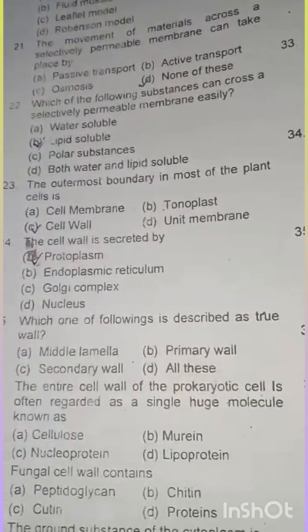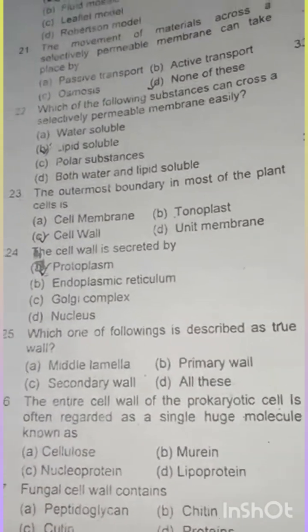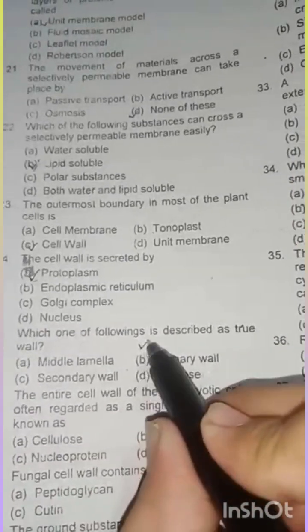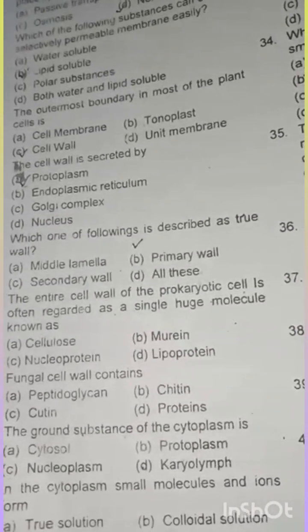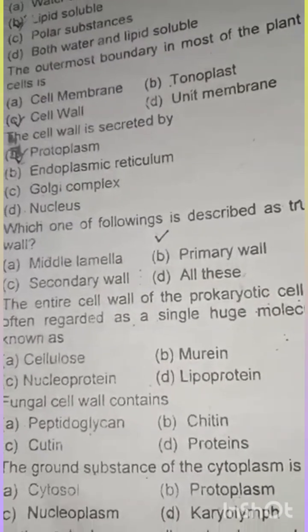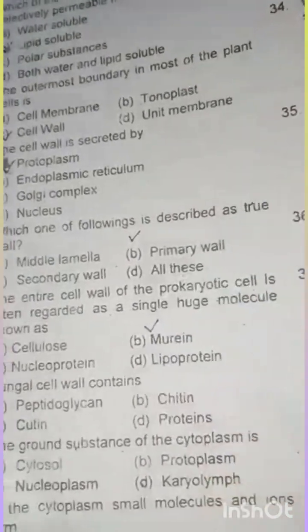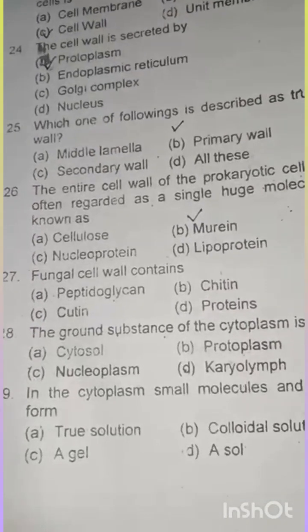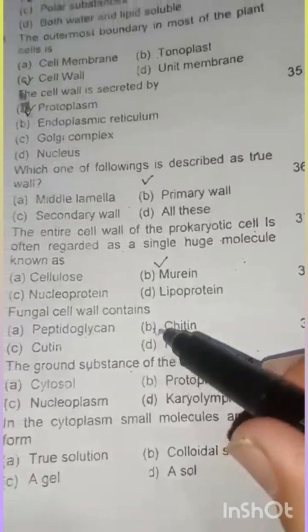Which of the following describes a true wall? Middle lamella, primary wall, secondary wall, all of these. So the primary wall is considered the true wall layer. The entire cell wall of a prokaryote is often regarded as a single huge molecule known as: cellulose, murein, nucleoprotein, lipoprotein. So the entire cell wall of a prokaryote is also known as murein or peptidoglycan. So option B is correct. The fungal cell wall is made up of chitin. So option B is correct here.